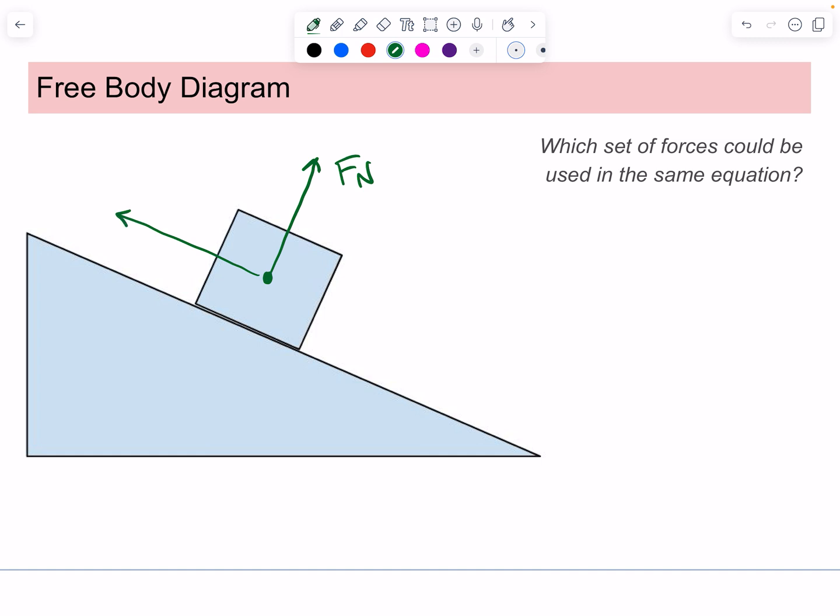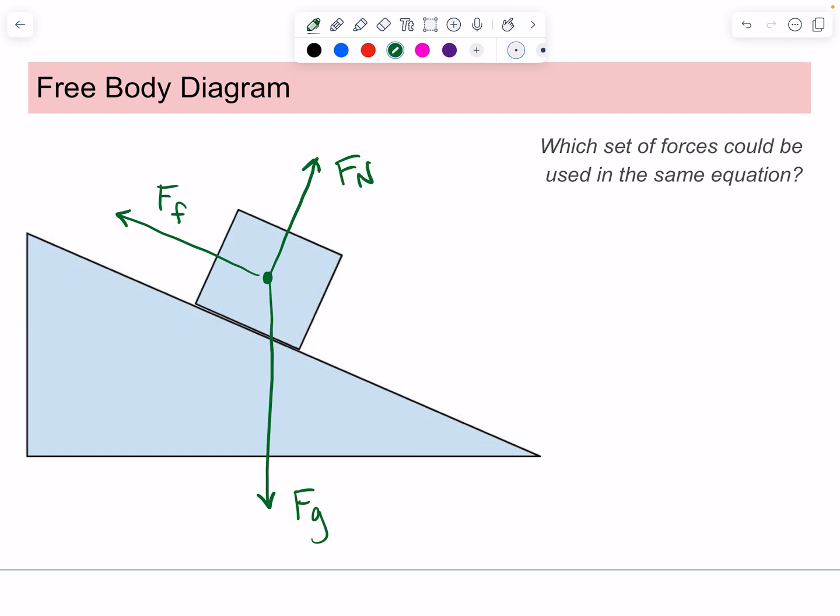Force of friction is always parallel to the surface, but opposite motion. And then force of gravity is always directed straight down. These vectors are not to scale. Okay, so I need to figure out what is equal and opposite to that normal force.